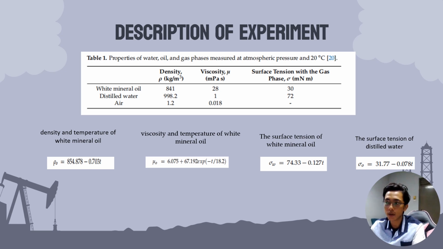As you can see, we have density, viscosity, and surface tension for all three materials, and the formulas below are for the calculation of the density and temperature of white mineral oil, the viscosity and temperature of white mineral oil, the surface tension of white mineral oil, and the surface tension of distilled water.